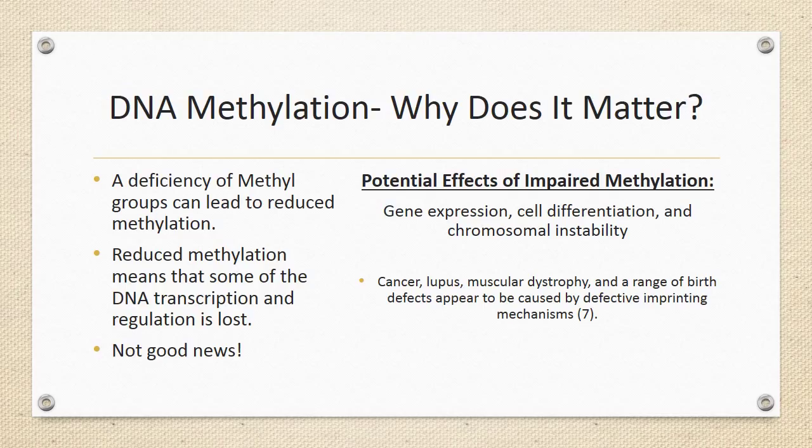So, big picture, potential effects of impaired methylation include gene expression, cell differentiation, and chromosomal instability. Those can then cause a wide array of effects and expressions in an individual. We may see it as cancer, lupus, muscular dystrophy. A range of birth defects have also been linked to defective imprinting mechanisms.